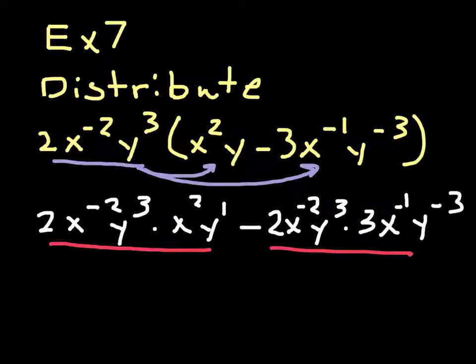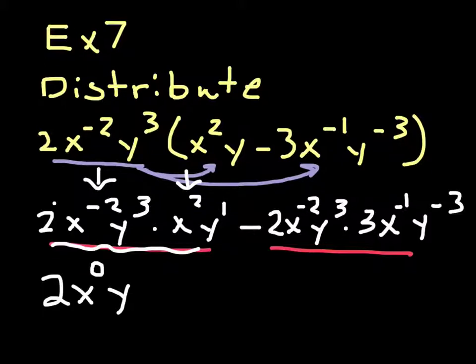All right, so in this one right here, the big number, the 2, is first. Now let's multiply our powers. So let's do the x's and let's do the y's. The x's, what's a negative 2 plus 2? 0. Let's do the y's. What's 3 plus 1? 4. Minus.